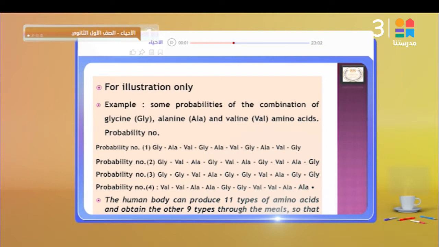We can obtain more chains from amino acids, so we can obtain different proteins. Example number 2: glycine, valine, alanine, glycine, valine, alanine, glycine, and so on until reaching the final protein. The human body can produce 11 types of amino acids and obtains the other types through meals.